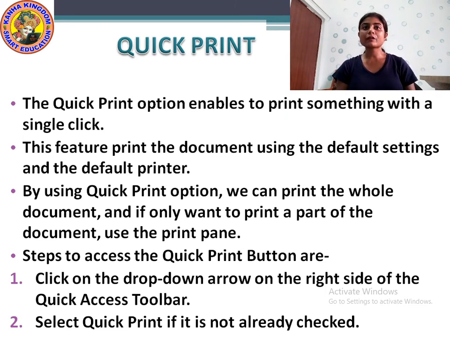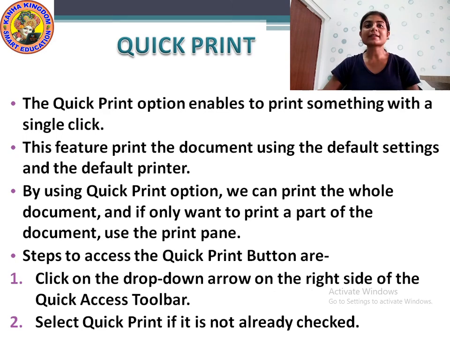And if you want to print only a part of the document, use the print pen. If you don't want to print the whole document, and you want to print only a specific part, select that part and then use the print pen. That selected part of the document will be printed.